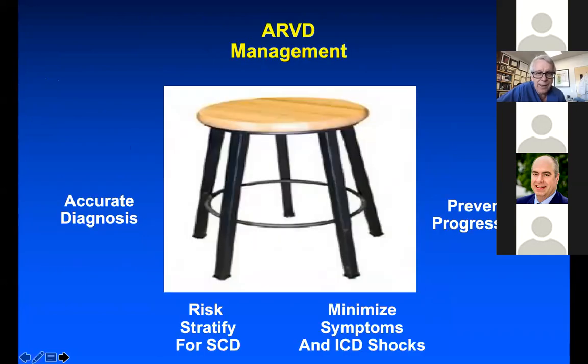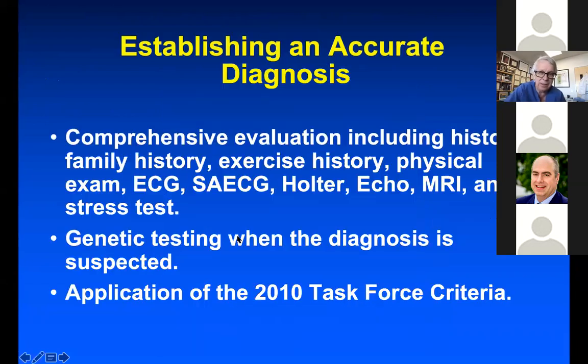So we'll move on to management. I like to think about this five-legged stool. You've got to make the diagnosis. You've got to figure out if they need a defibrillator. You need to minimize the defibrillator going off. You've got to prevent progression. And then you have cascade family screening, because you've got to think about other family members and diagnosing the disease early. So first, make a diagnosis.